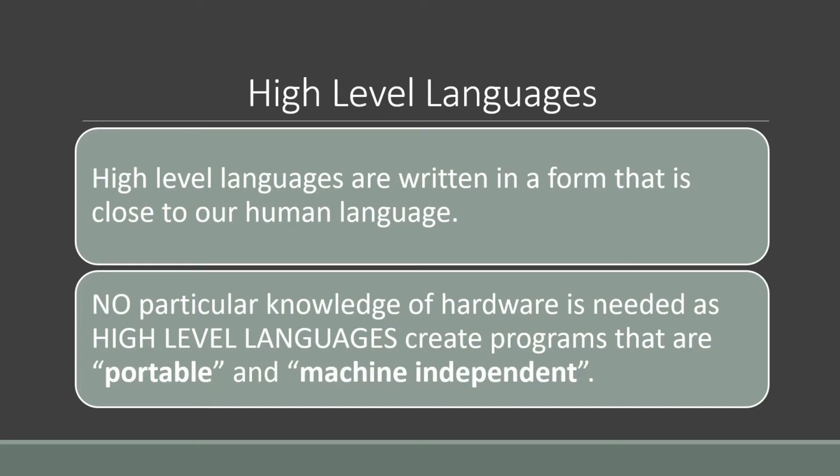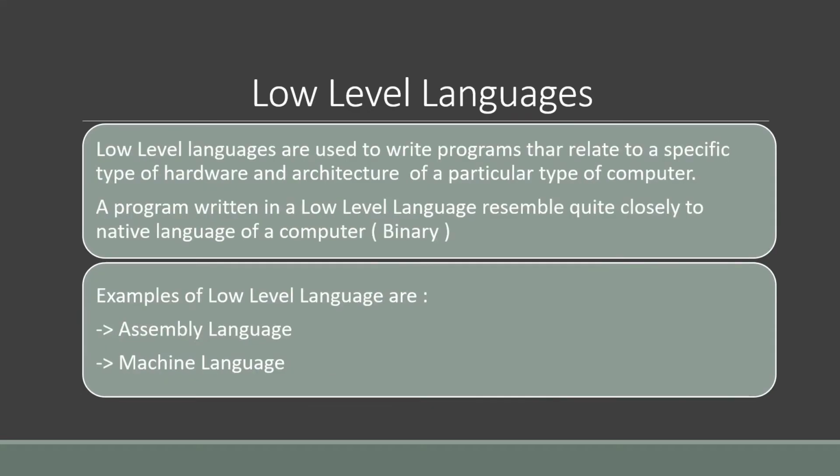Now that we've discussed what are high-level languages, let's discuss what are low-level languages. Low-level languages are used to write programs that relate to a specific hardware and architecture of a particular type of computer. A program written in a low-level language resembles quite closely the native language of a computer, that is, binary. Examples of low-level languages are assembly language and machine language.